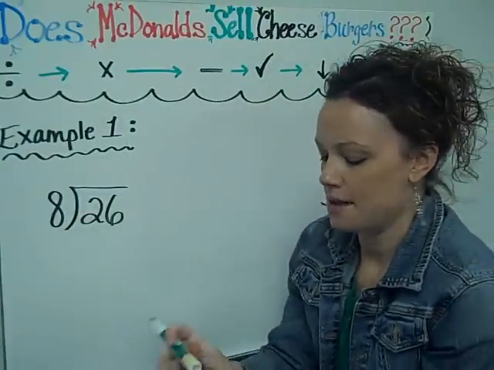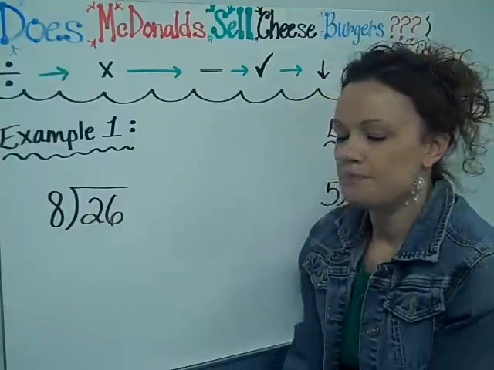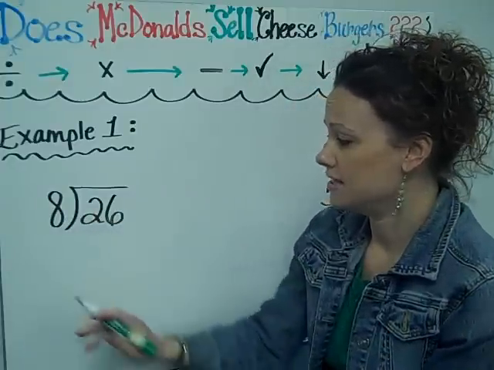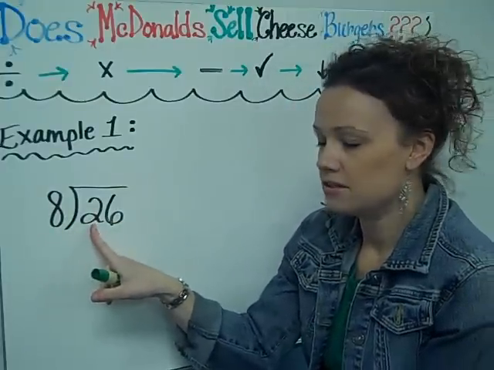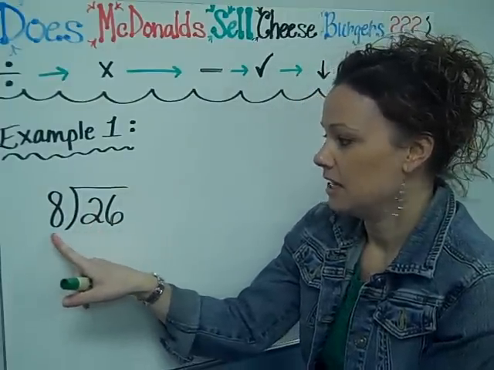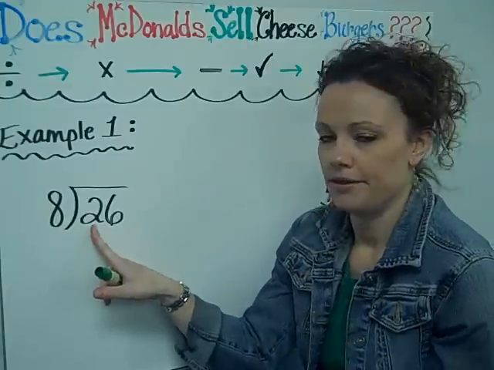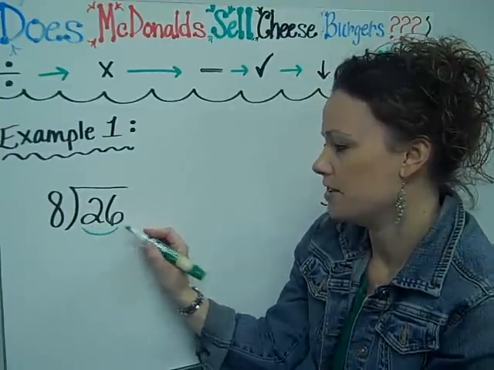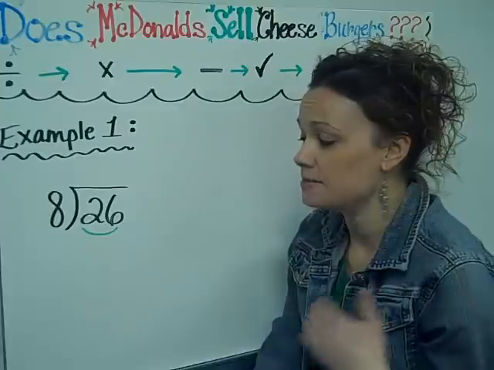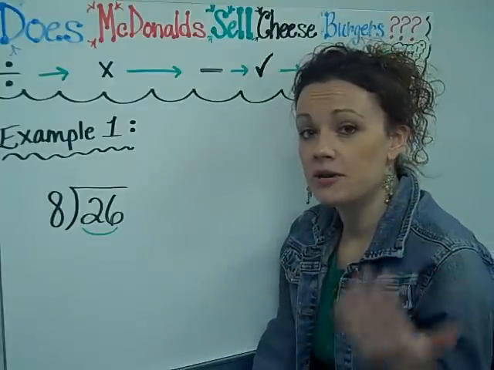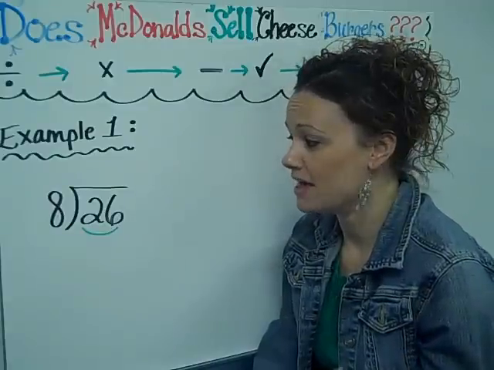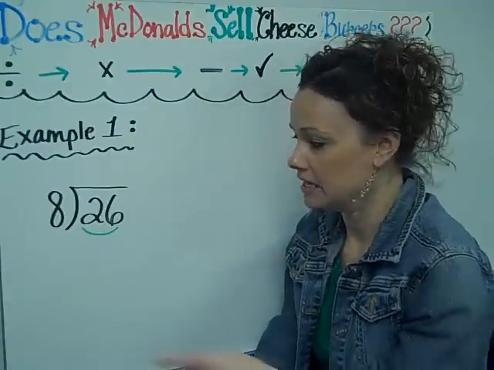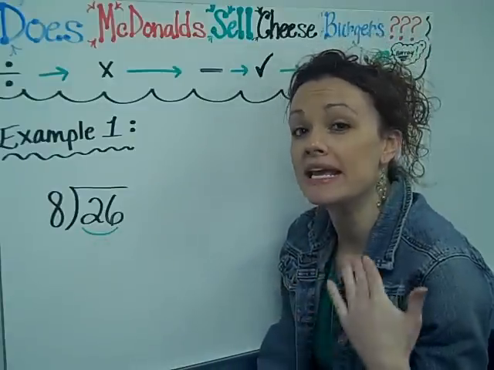All right, our first example. 26 divided by 8. So the first question you ask yourself is, does my divisor go into the first number of my dividend? Does 8 go into 6? The answer is no. So then you pull in the next digit, and ask yourself, how many times does 8 go into 26? Now, if we know our multiplication fast facts, we know that 8 times something does not give us 26. We know it doesn't go in evenly.